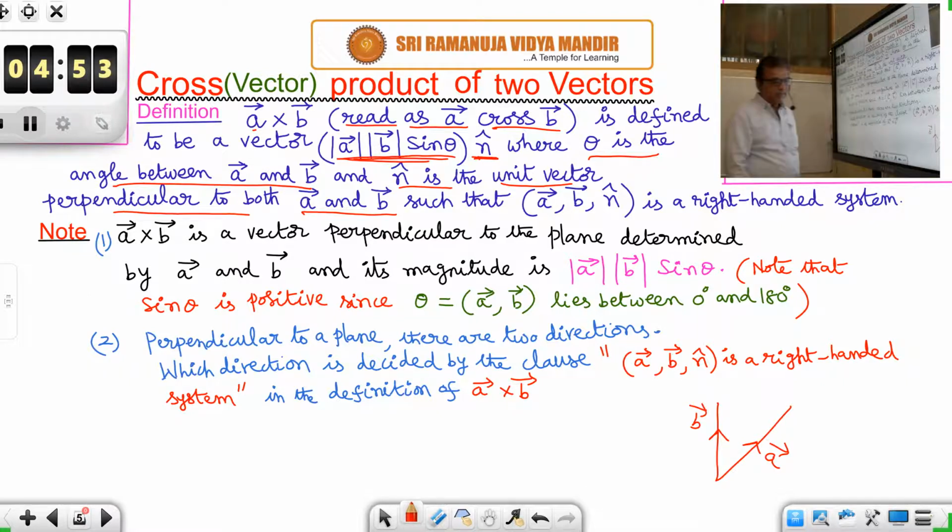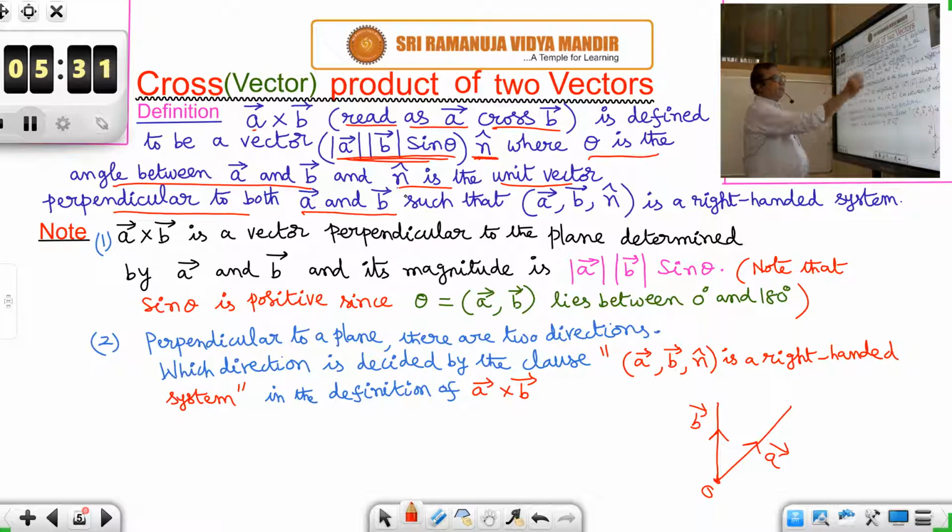Suppose A bar, B bar are like this. Always we keep the initial points the same. So they will determine a plane, they will lie in a plane. So perpendicular to the plane there are two directions. Starting from O, coming out of the plane towards you. Starting from O, going behind the plane, perpendicular to the plane. Perpendicular to any plane there will always be two directions: coming towards you and going back into the other side of the plane. So which direction is described clearly here?